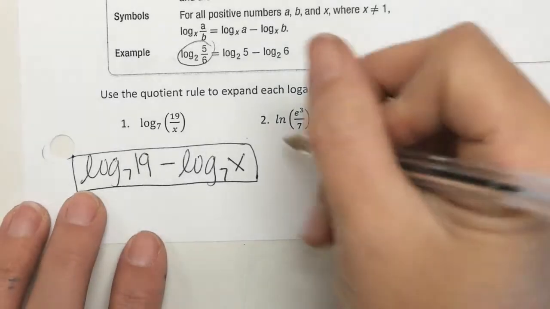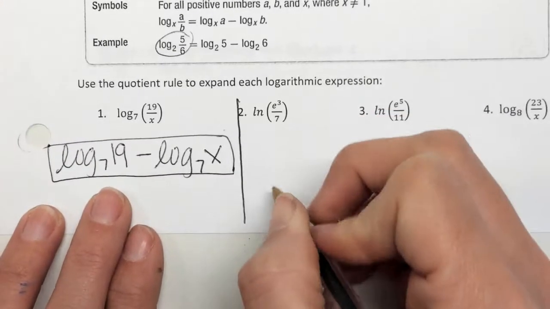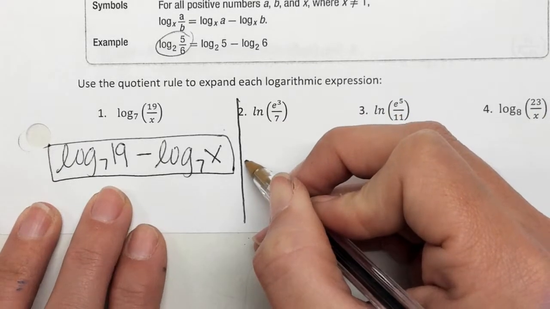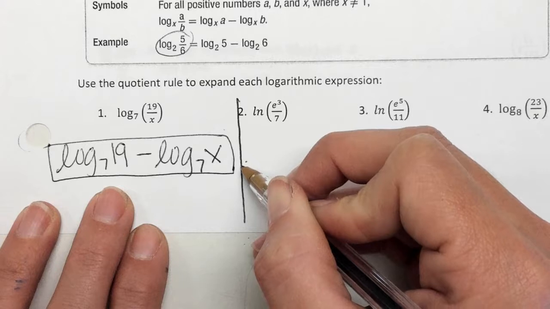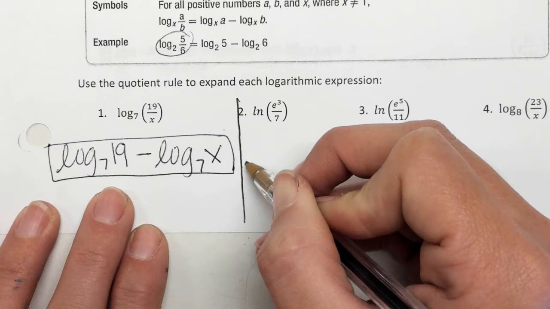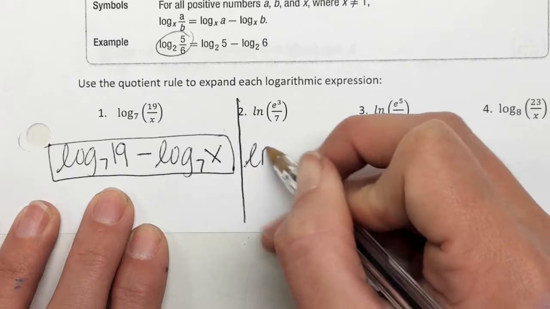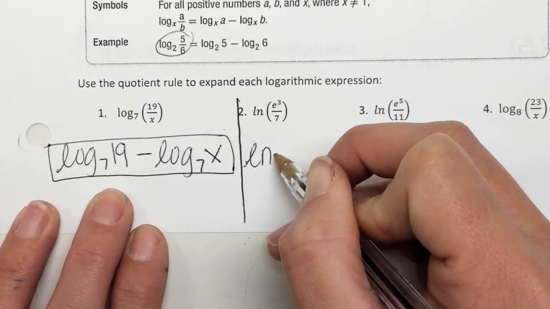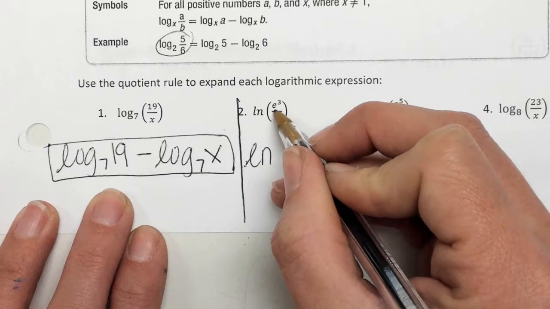Alright, let's do one more together. Tell me how to write this one. Darian, tell me the first term. For number 2, we should do, what is it, natural log. You can just say ln. ln of 1.